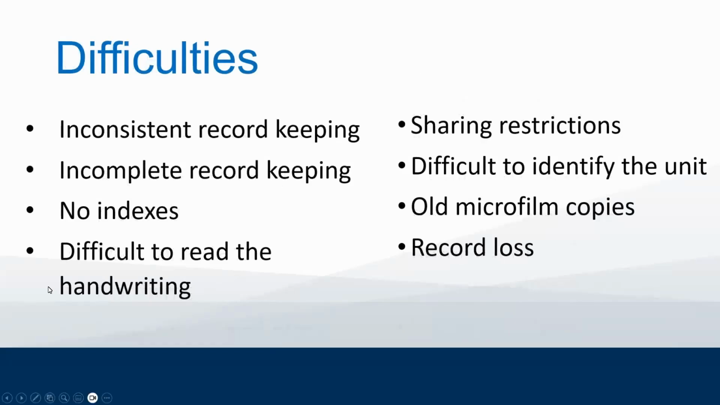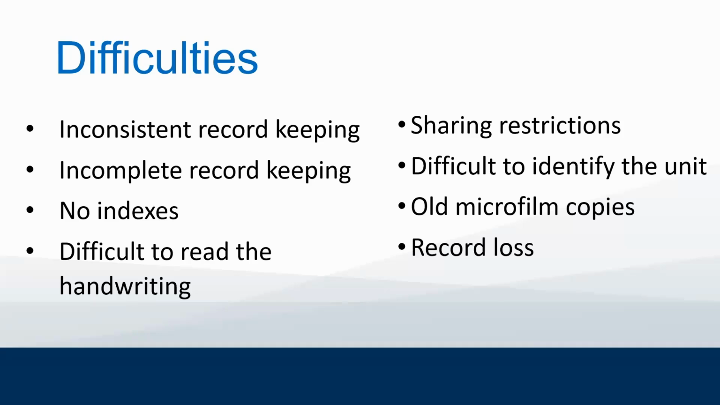Now, these records do not come without their difficulties. We have definitely inconsistent record keeping. The records really are at the mercy of the ward clerk or historian. What they chose to record is often what we get, and how they cared for the records and if they survived to be turned into the church archive was also their responsibility. So we do have inconsistent and incomplete record keeping.